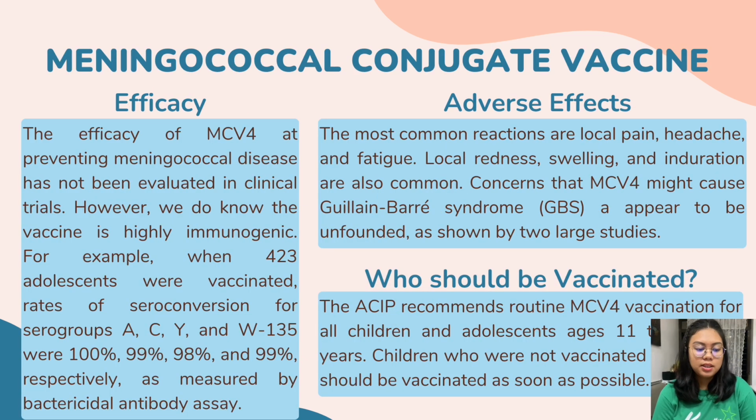Efficacy of the vaccine: the efficacy of MCV4 at preventing meningococcal diseases has not been evaluated in clinical trials. However, we do know that the vaccine is highly immunogenic. For example, when 423 adolescents were vaccinated, rates of seroconversion for serogroups A, C, Y, and W135 were 100%, 99%, 98%, and 99% respectively, as measured by bactericidal antibody assay.